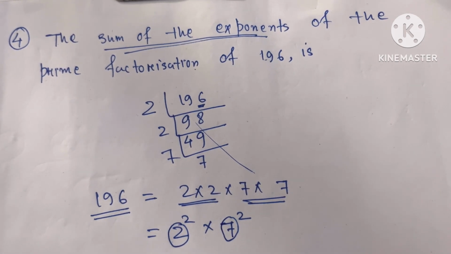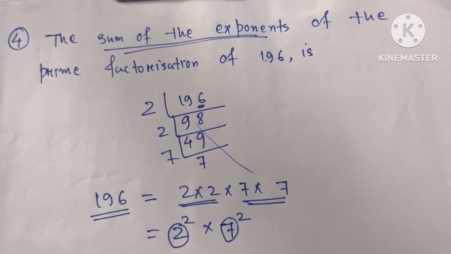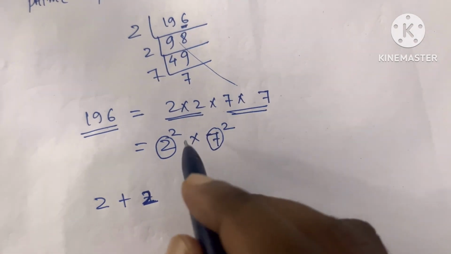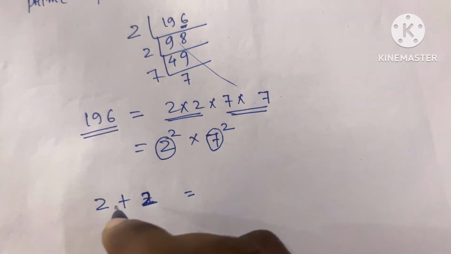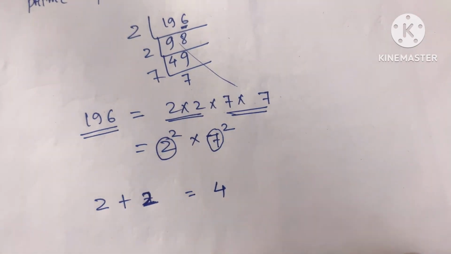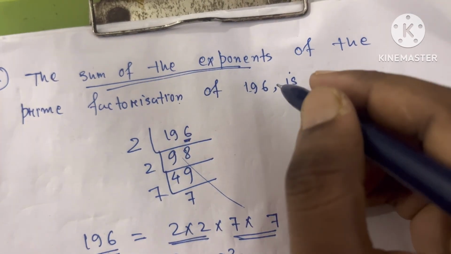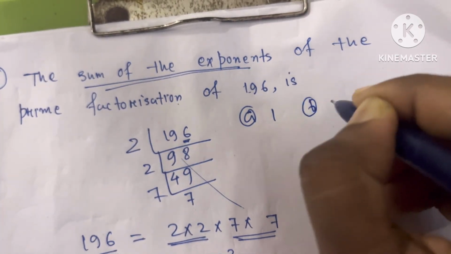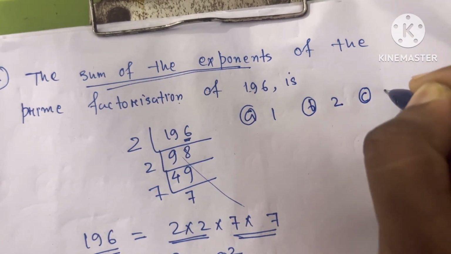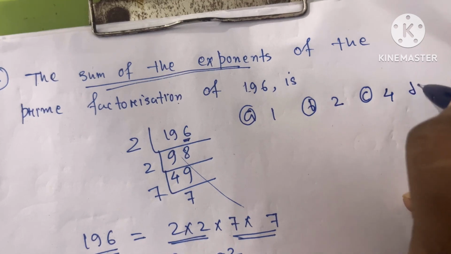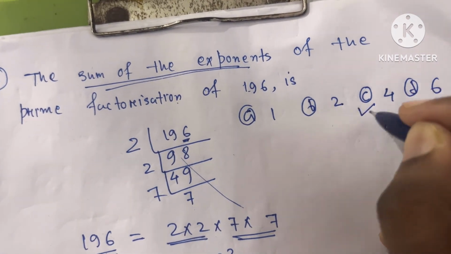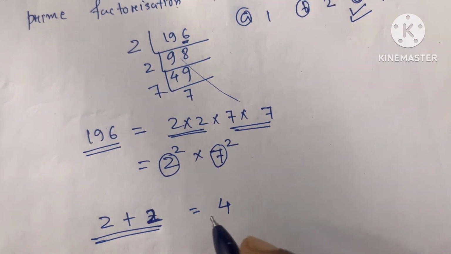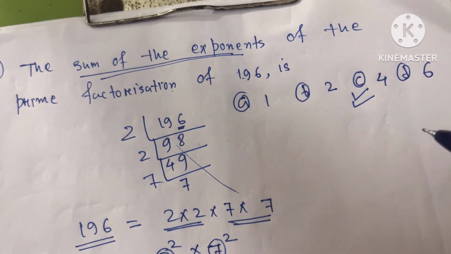So if you add the exponents, 2 plus 2, the answer will be 4. So which option is correct? The options are: A is 1, B is 2, C is 4, D is 6. So option C is correct, because I added the exponents of 2 and 7 and got the answer 4. That means option C is correct.